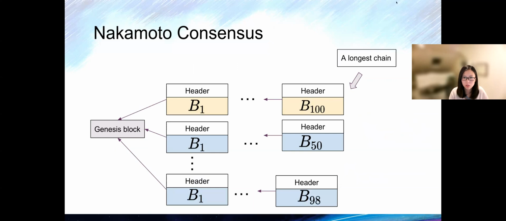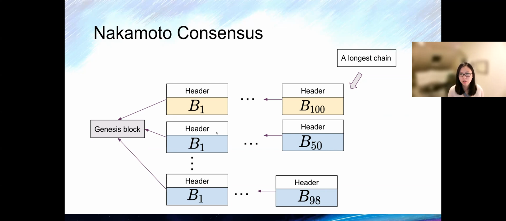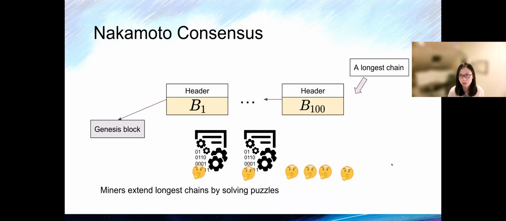As can be seen here, the first chain happens to be the longest one, and we claim it contains the most work because to build this chain, the miners need to solve 100 difficult puzzles. First, the miners exchange their versions of local chains. After this information exchange, they figure out which local chain is the longest one. Then they start to extend the longest chain by competing with each other in solving the puzzle.